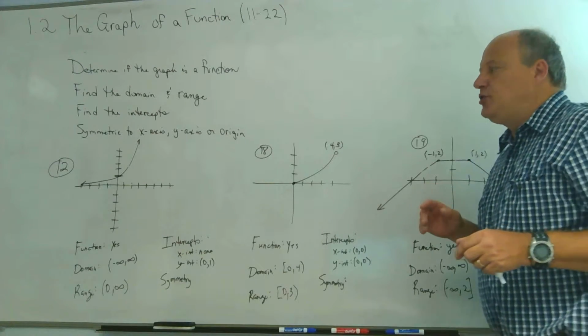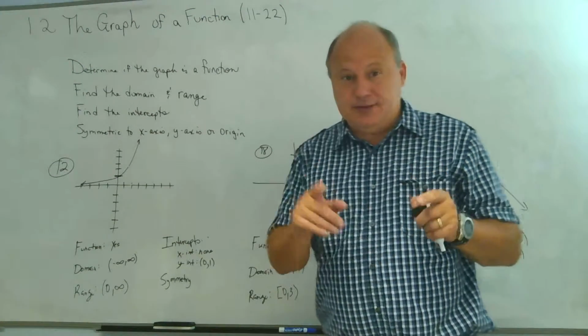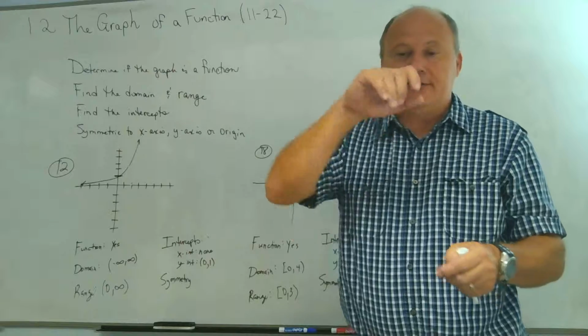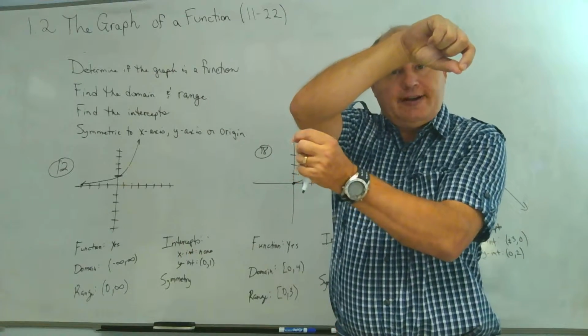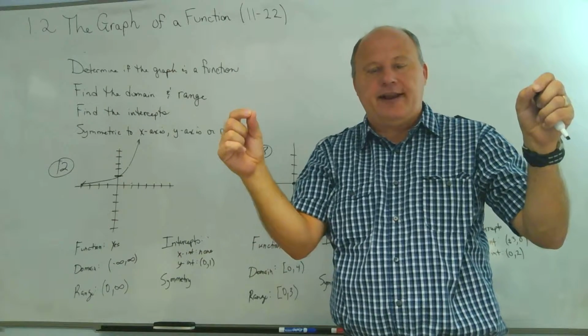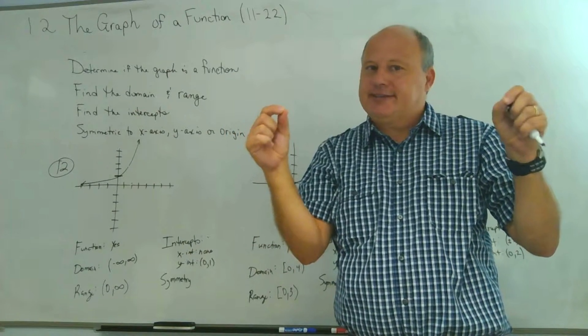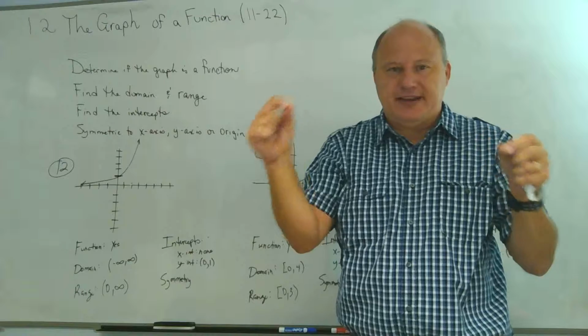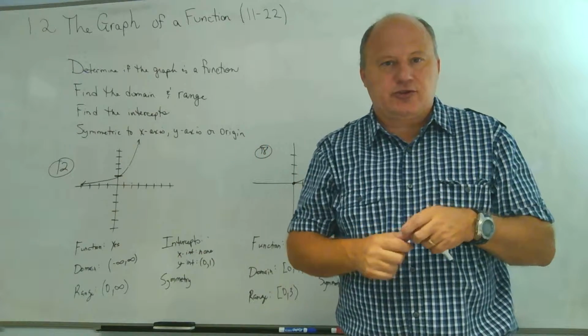Now, what about symmetry to the origin? Now, this one's kind of tricky. I look at it this way, though. Symmetry to the origin is if you get your piece of paper and you turn your book upside down and turn it 180 degrees, and the picture looks exactly the same as the graph's image, then it's symmetrical to the origin.